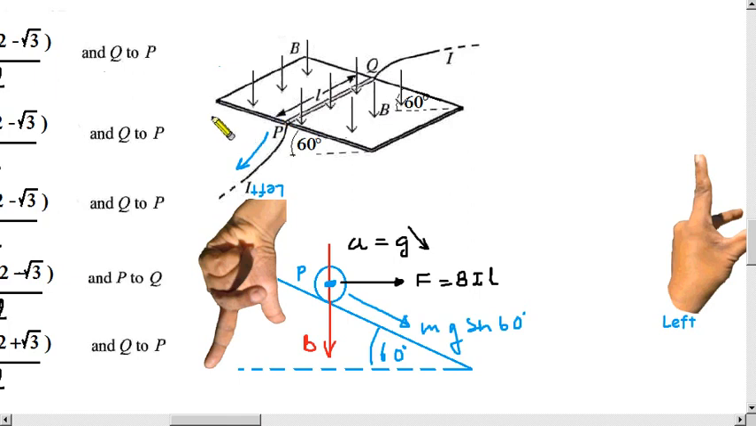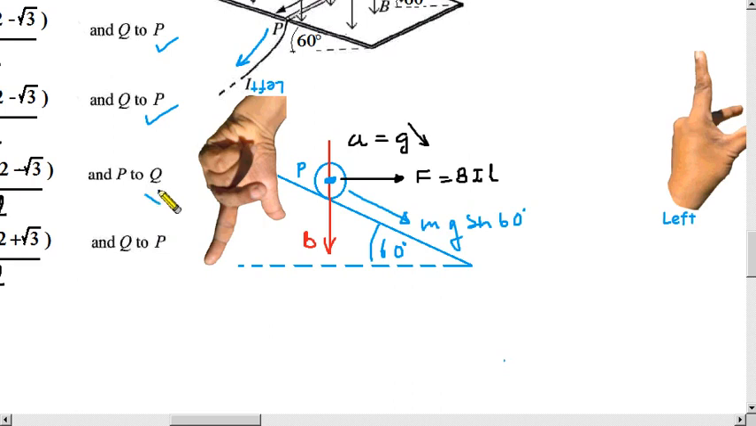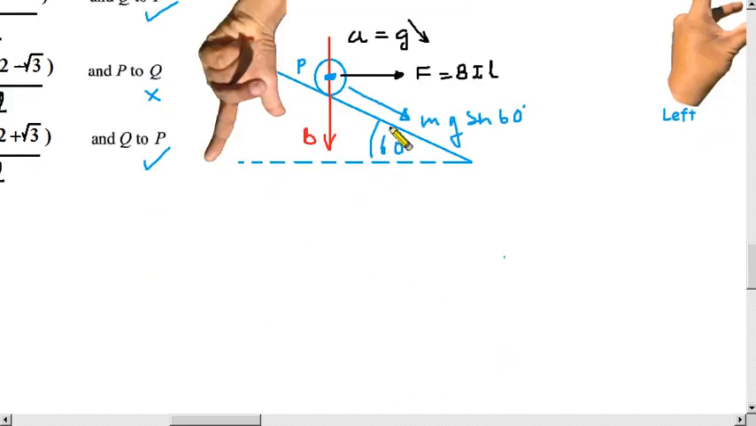Furthermore, Q to P is correct. P to Q is wrong. So let us find the magnitude.